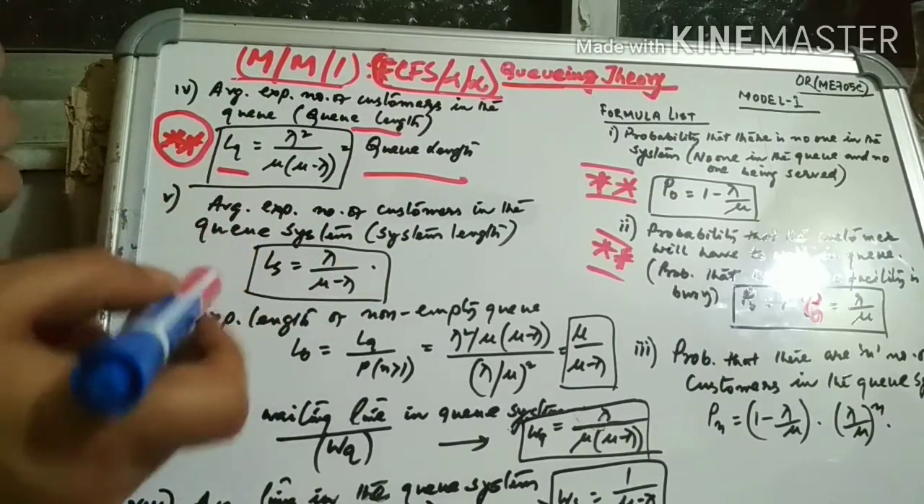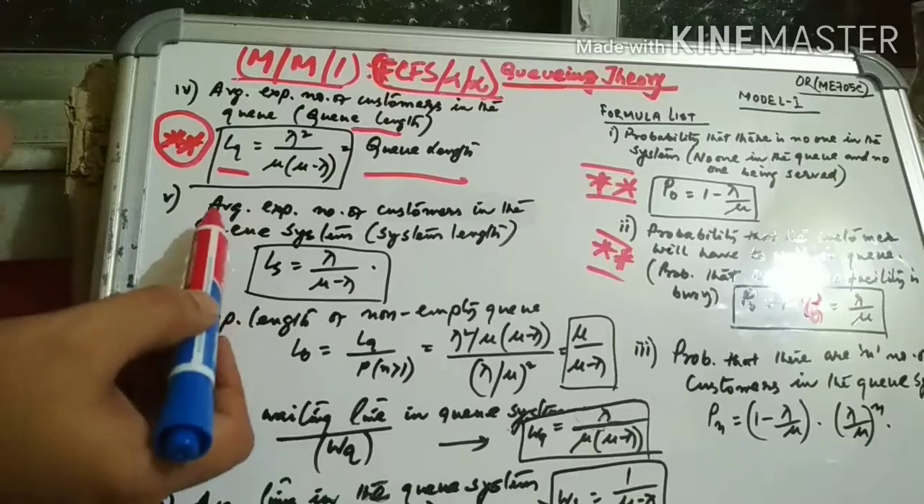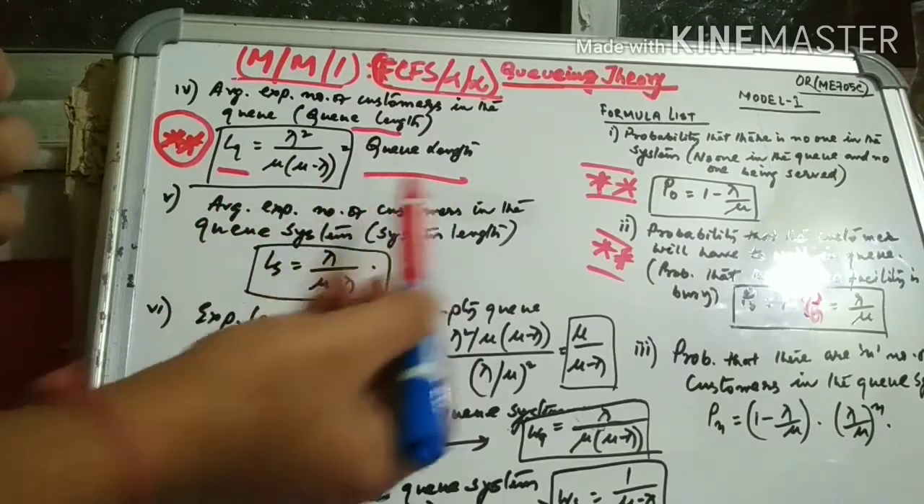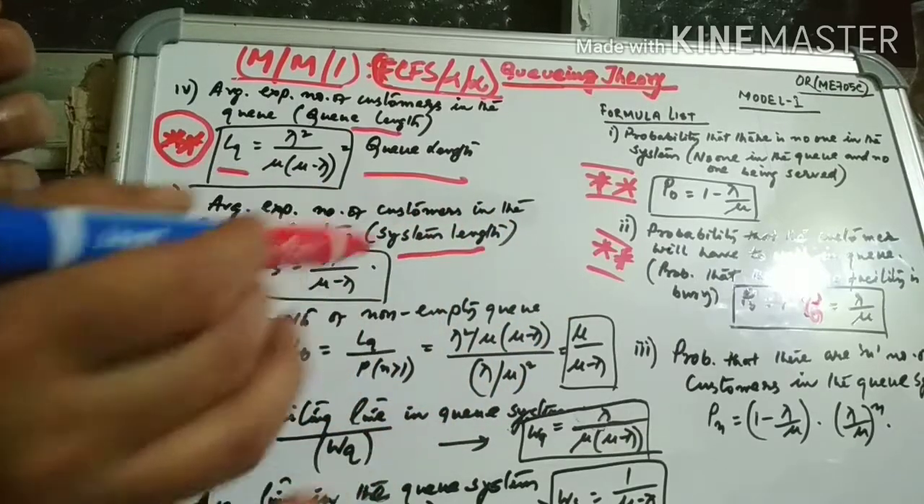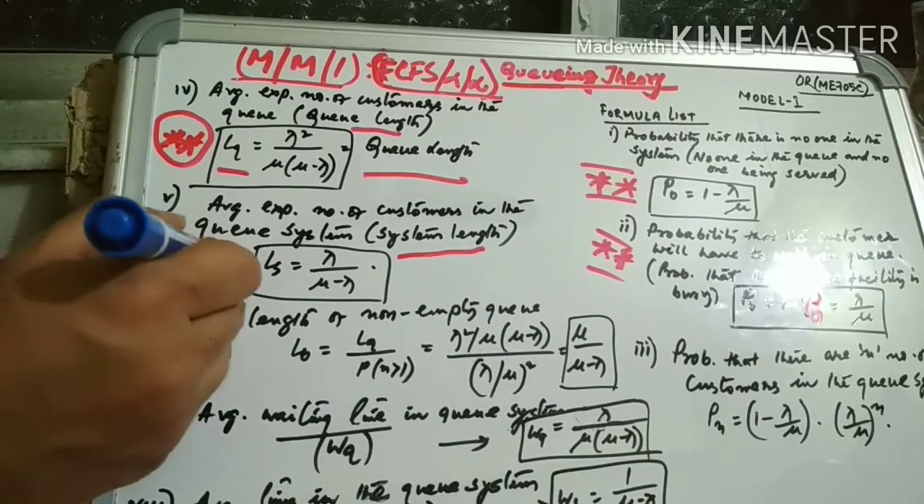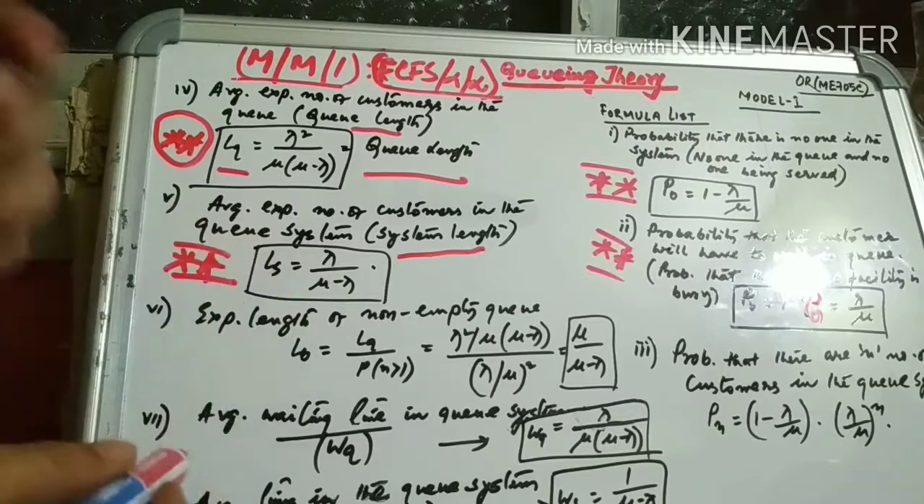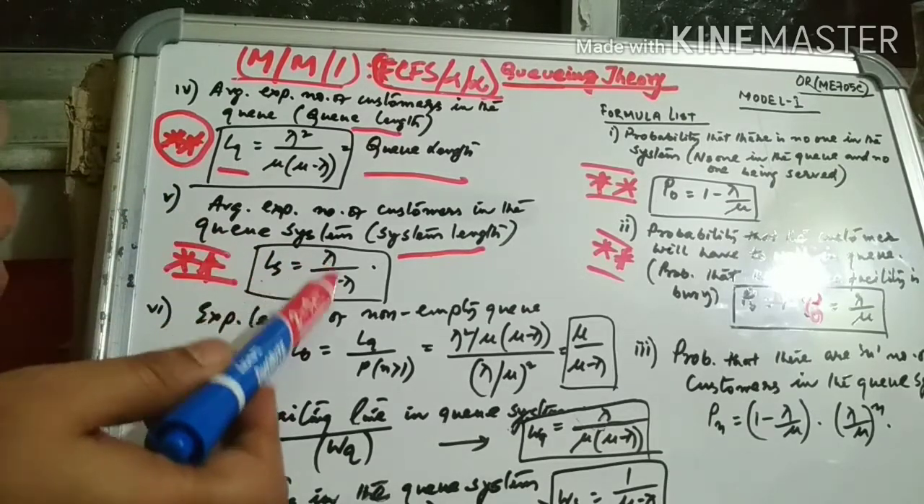Next is the average expected number of customers in the system, or in short, the system length. This one is also very important. It is given by LS equal to lambda by mu minus lambda.